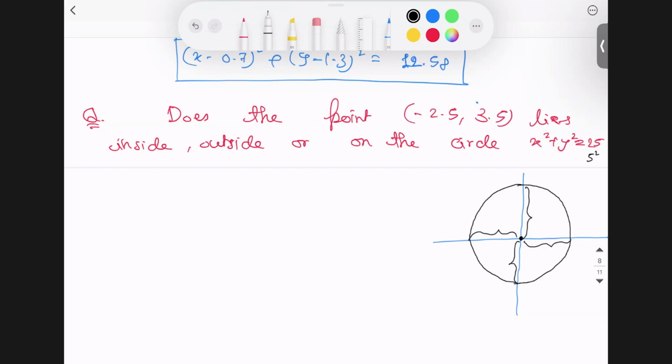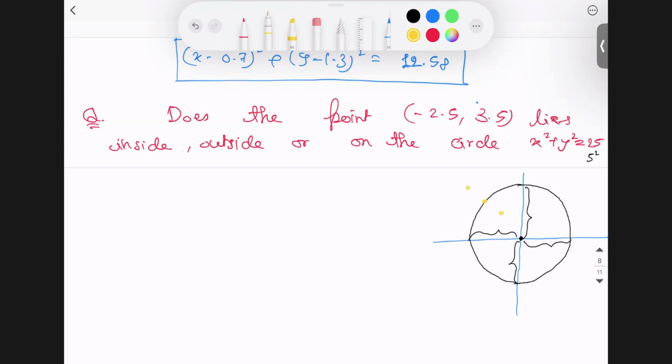Fine. Now they have given one point, minus 2.5 and 3.5. So minus 2.5 and 3.5 looks like this. Which quadrant? Second quadrant, right? Yeah, x is negative, y is positive, so this will be the second quadrant. So what we need to find is whether this point lies inside the circle, that is here, or outside the circle like here or here, or on the circle.